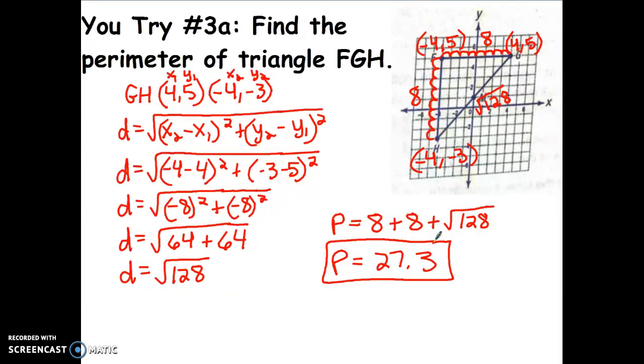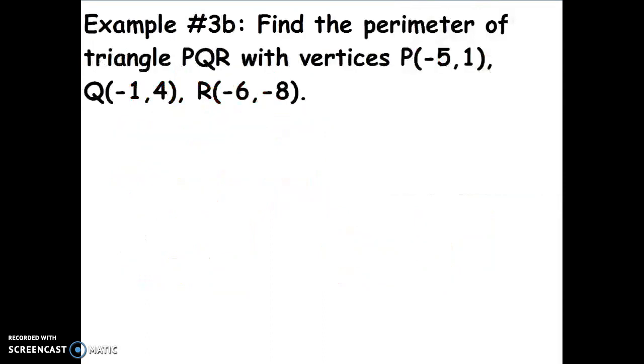So hopefully you guys were able to get that. All right, now we're going to move on to our next example. Example 3B, we're going to find the perimeter of triangle PQR with the vertices given.